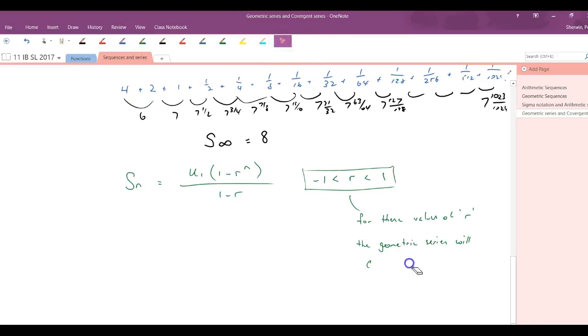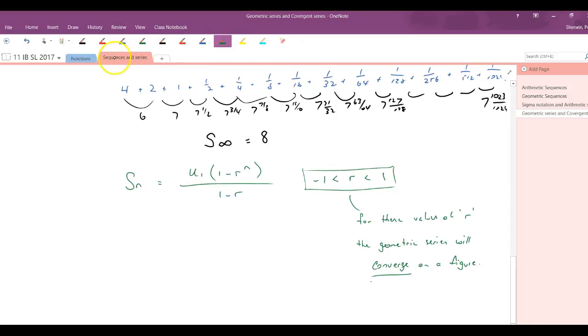Converge is that word there that I haven't written very neatly. It will converge on a figure. It will converge for these values of r. Okay, so let's think about this. Let's look at what is happening.